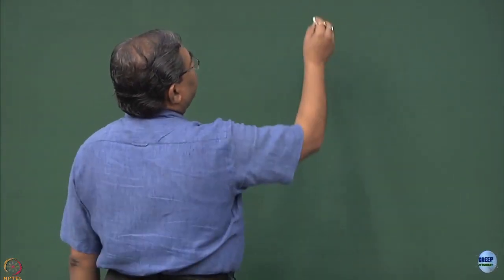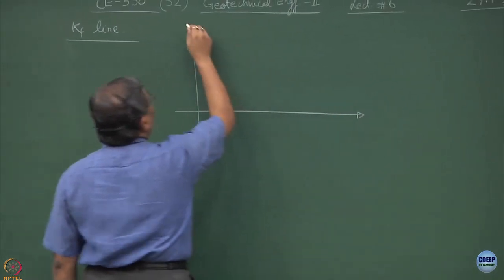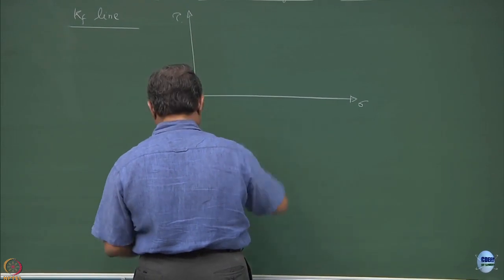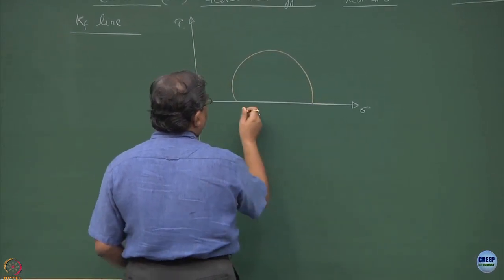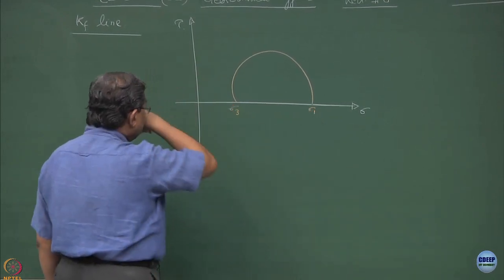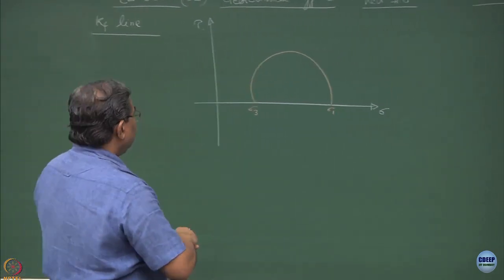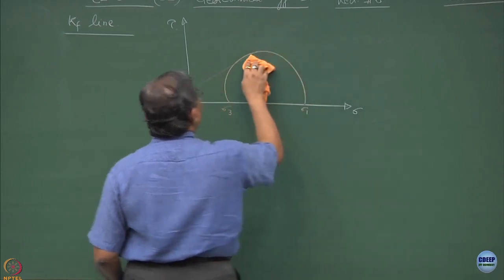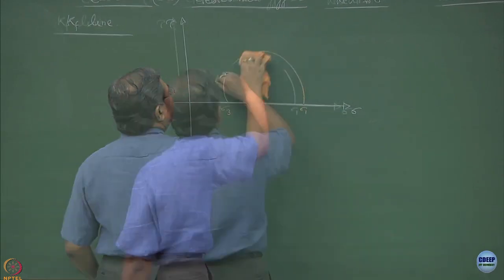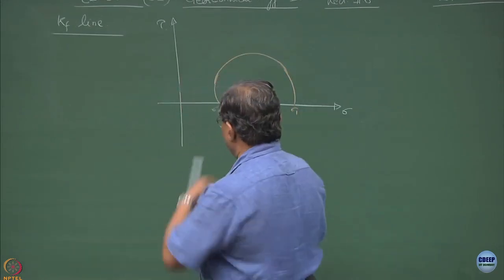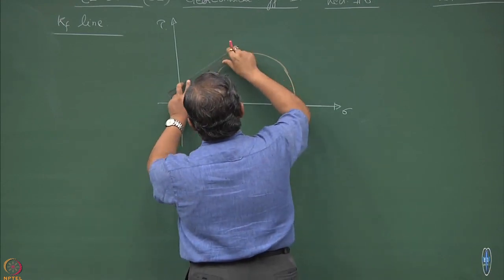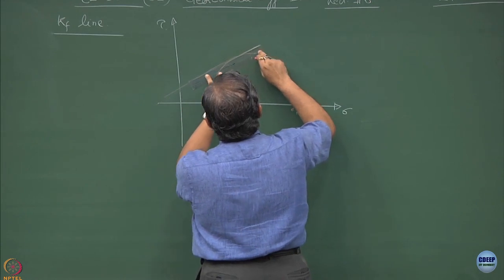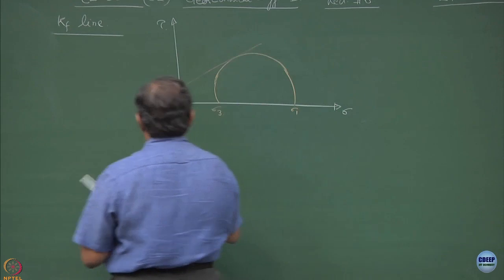So, to pick up from that point onwards, if I plot tau versus sigma, and this is the Mohr circle where I have defined this as sigma 1 and this as sigma 3, in the generalized form, so if this is the Mohr circle and if you draw the failure envelope, so this is what we discussed in the previous lecture.